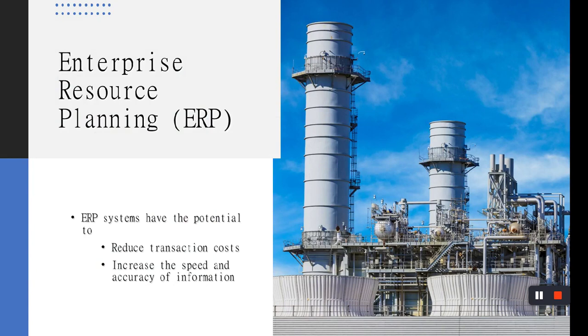ERP systems, if being used, have the potential to reduce transaction costs and increase the speed and accuracy of information. So in fact, for example, if you're using an ERP and then you want to invoice a customer, you have the option of not printing the invoice anymore and physically mailing it to the customer, right? You can immediately prepare the invoice and email it, send it as an attachment to an email to your customer.